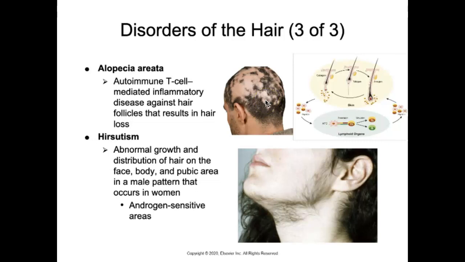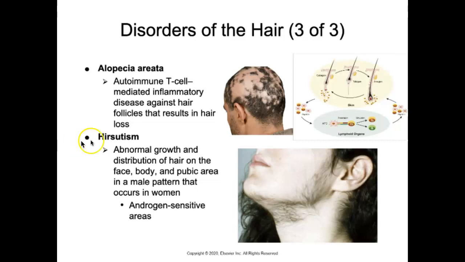We have a release of cell-mediated immune cytokines. There could be a genetic susceptibility, and it could be due to a metabolic disorder such as Addison disease, a thyroid disease, or lupus. And regrowth can take place within 1 to 3 months. The hair that is growing within these areas may be very short. They're known as exclamation mark hairs. And to treat this, we could utilize corticosteroids and a topical immunotherapy.